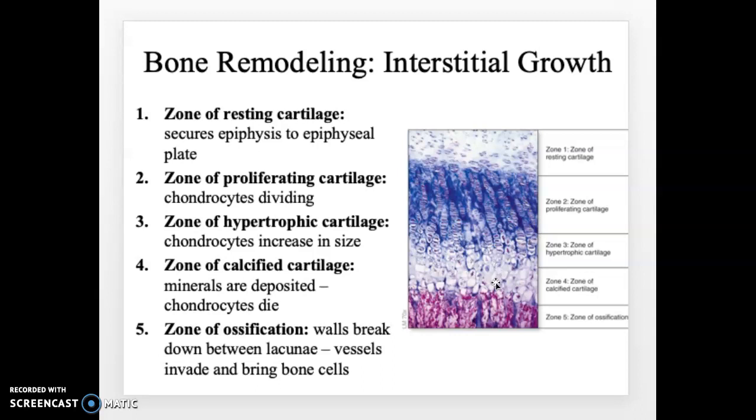And then in zone 4, the minerals get deposited, and this traps the chondrocytes. They don't get any access to nutrients, so they actually die here. And then this allows the blood vessels to come in, and they bring bone cells with them.